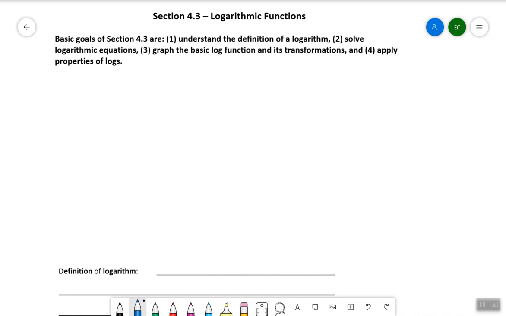And so we want to start with the definition, and I'll give you an informal definition first, and then we'll work toward a more formal definition in just a minute. So what I want to say is that the logarithm is the inverse of an exponential.